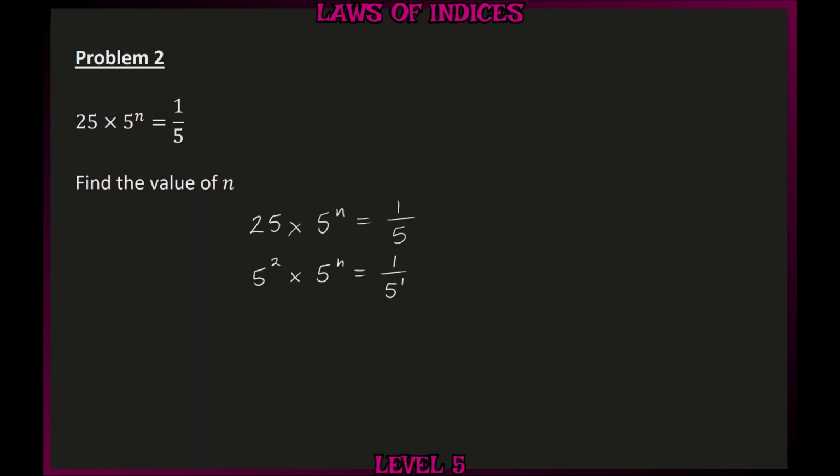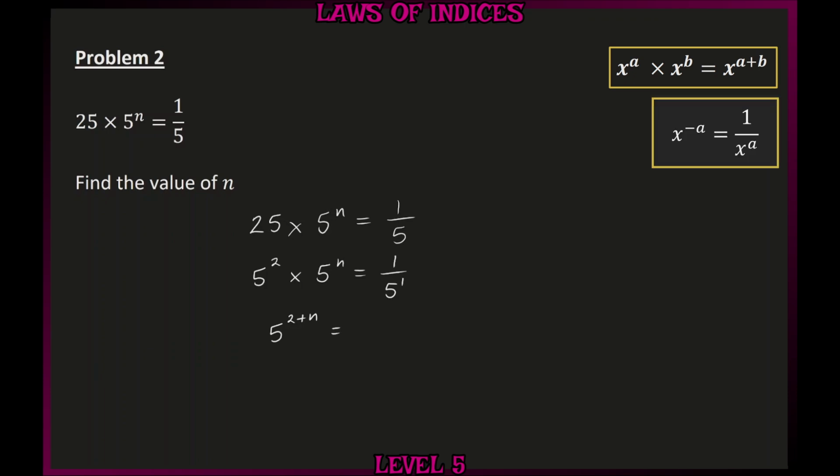Now, looking at the left-hand side of the equation, we're multiplying together indices with the same bases. And so we can use this law, which tells us that we need to add their powers. So 5 to the power of 2 multiplied by 5 to the power of n becomes 5 to the power of 2 plus n. And on the right-hand side of the equation, we can use this law to rewrite 1 over 5 to the power of 1 as 5 to the power of minus 1.